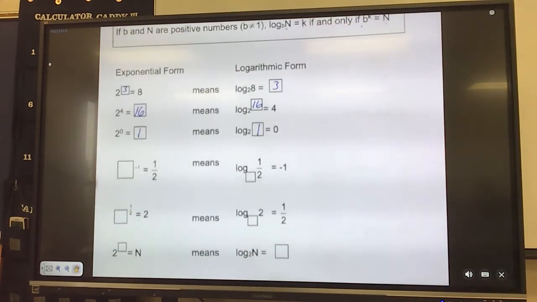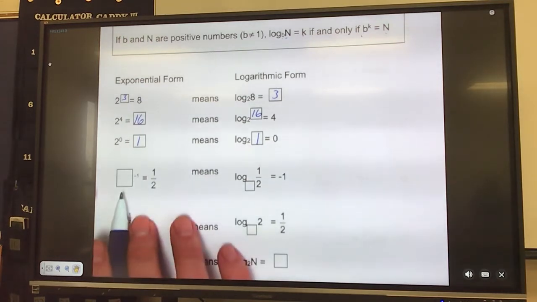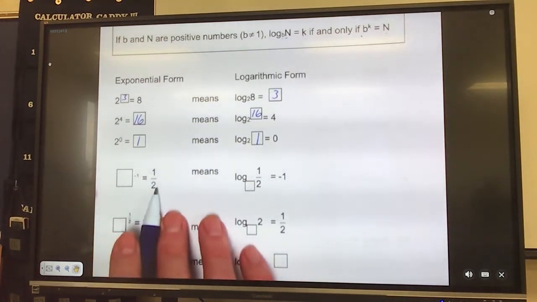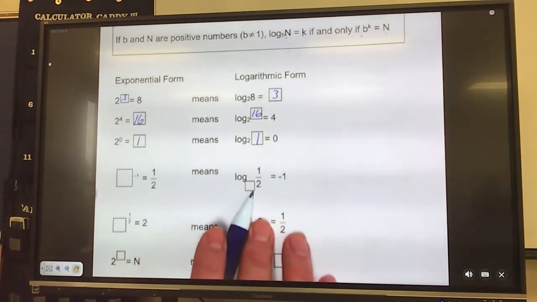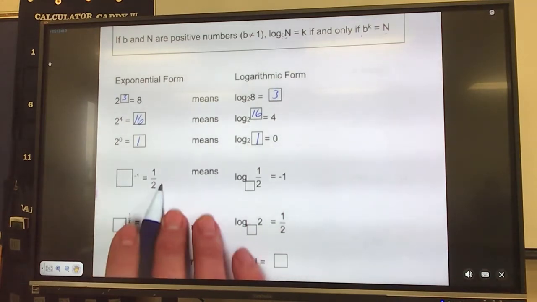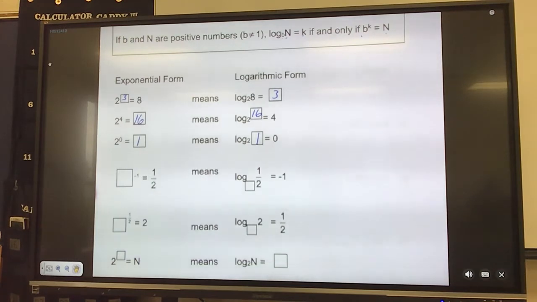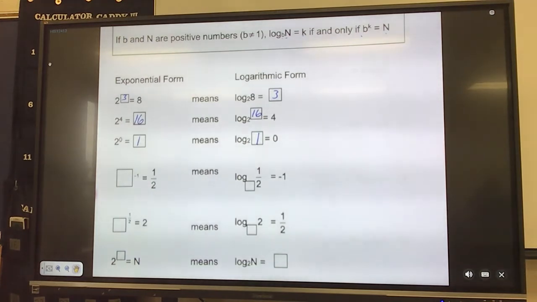Same deal here. We want to know what to the negative 1 power is 1/2. Then it would go down here for our base. So this is our base. What base would have to be here for it to be a 1/2? What did we do with numbers if it was a negative to get it to not be a negative? We put it under 1. We flipped it.